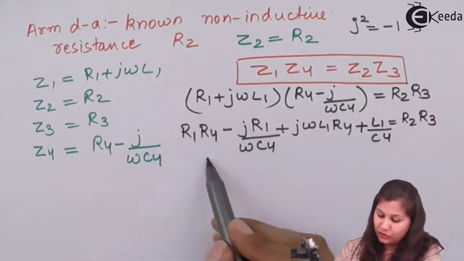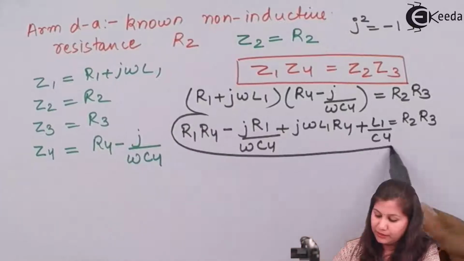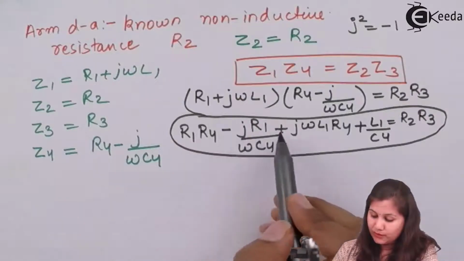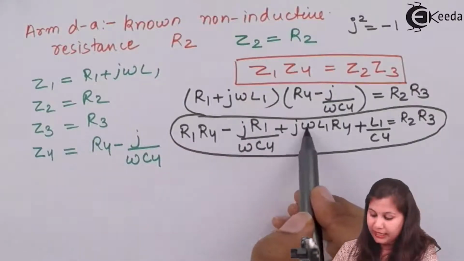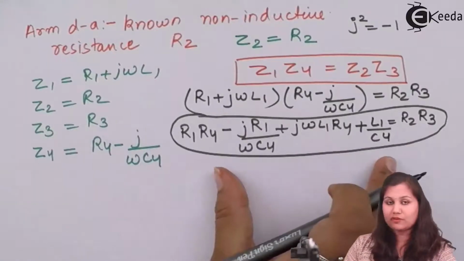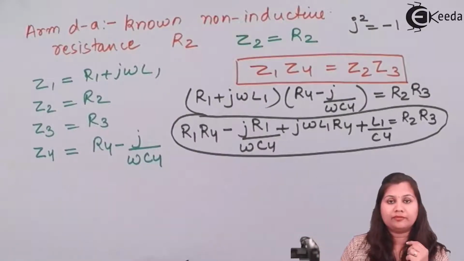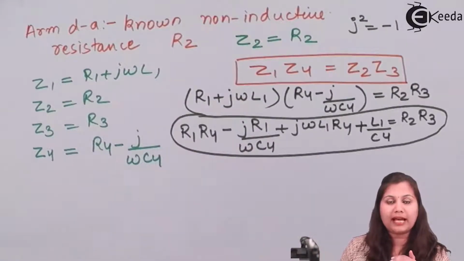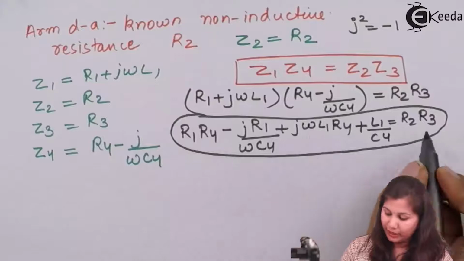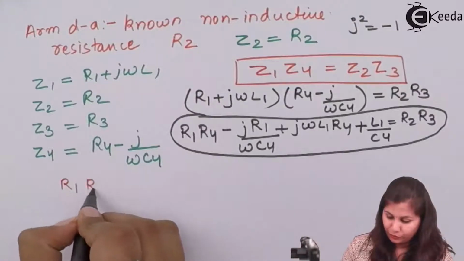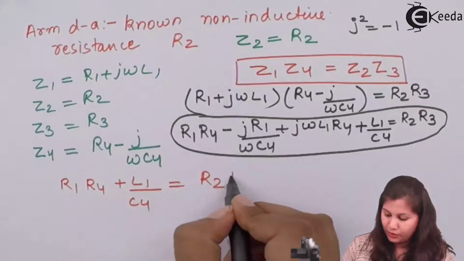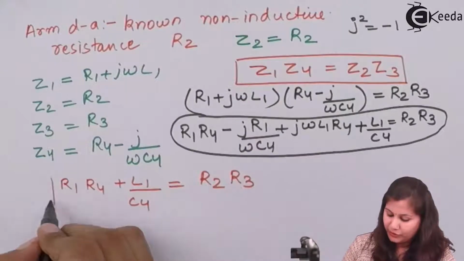Now in this equation you can see we have imaginary parts and real parts. Imaginary parts are those terms which have the J omega term in them, and real parts are without the J omega term. So from this equation we will get two other equations: one having only the real parts and the other having only the imaginary parts. If we equate the real parts, R1 R4 plus L1 upon C4 is equal to R2 R3. This is one equation.